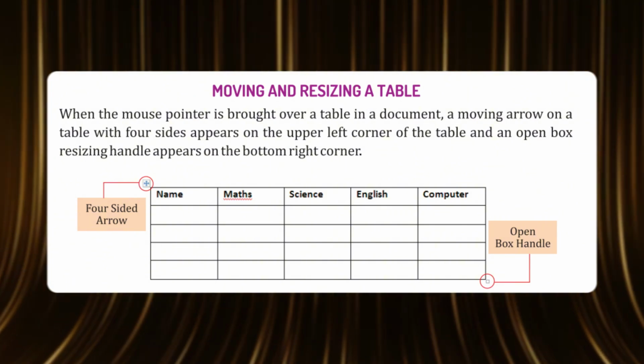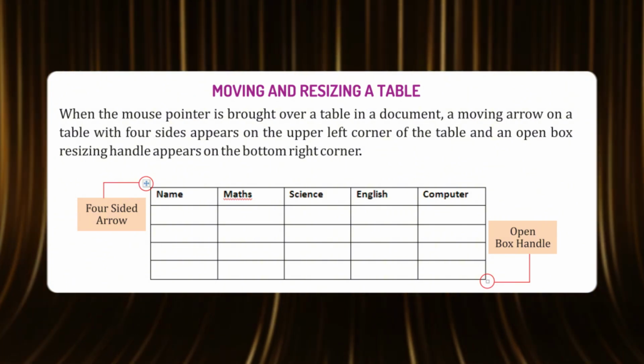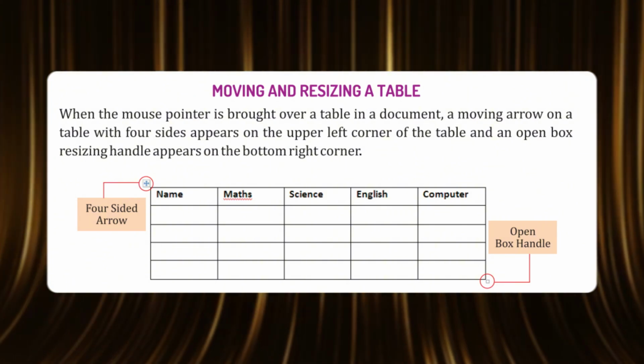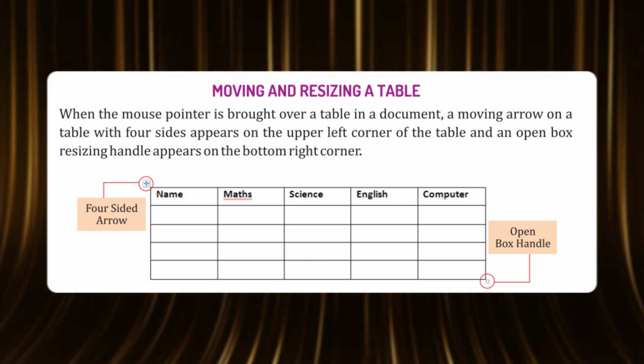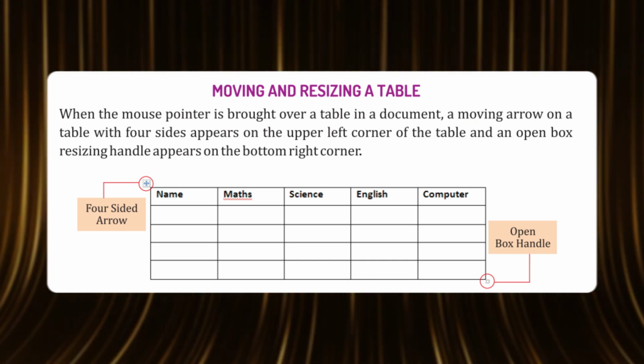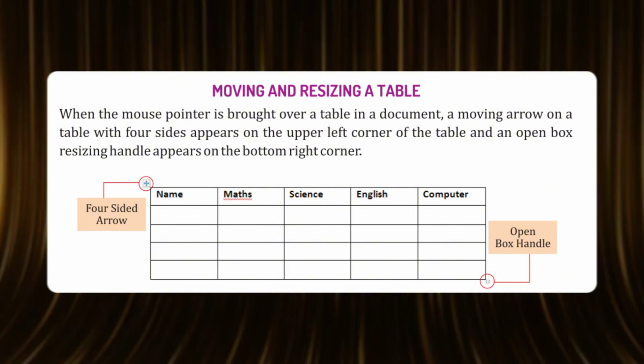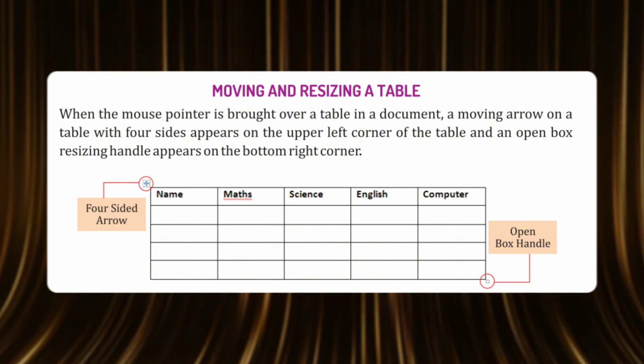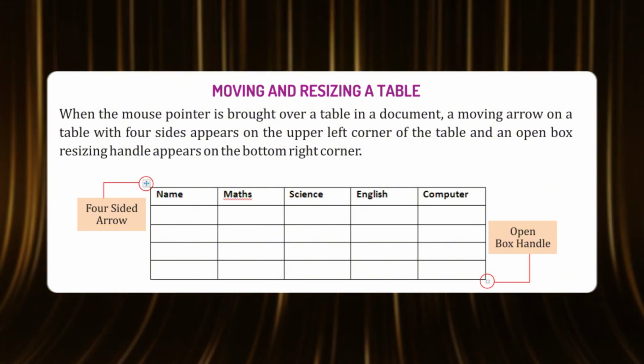Moving and resizing a table. When the mouse pointer is brought over a table in a document, a moving arrow on a table with 4 sides appears on the upper left corner of the table and an open box resizing handle appears on the bottom right corner.